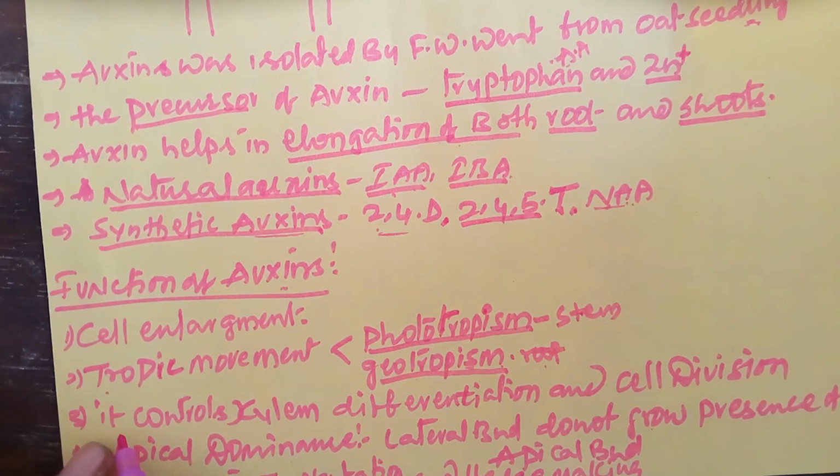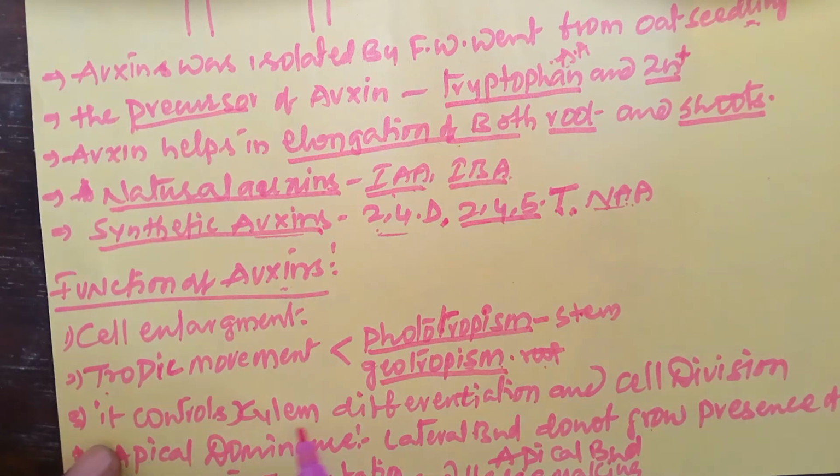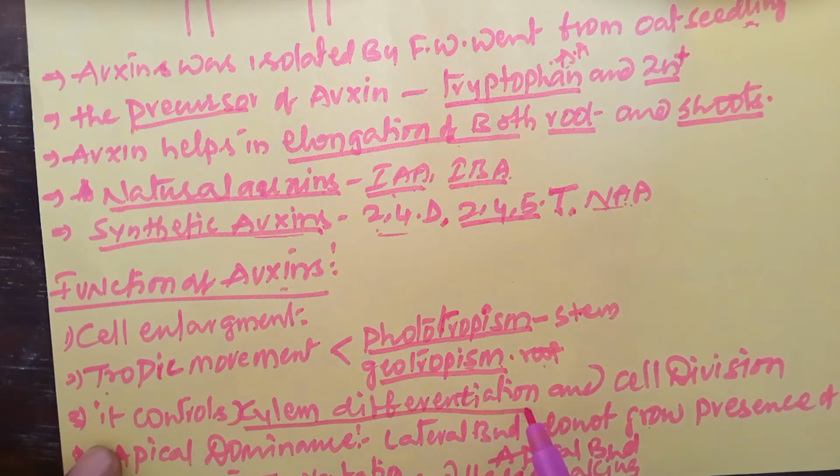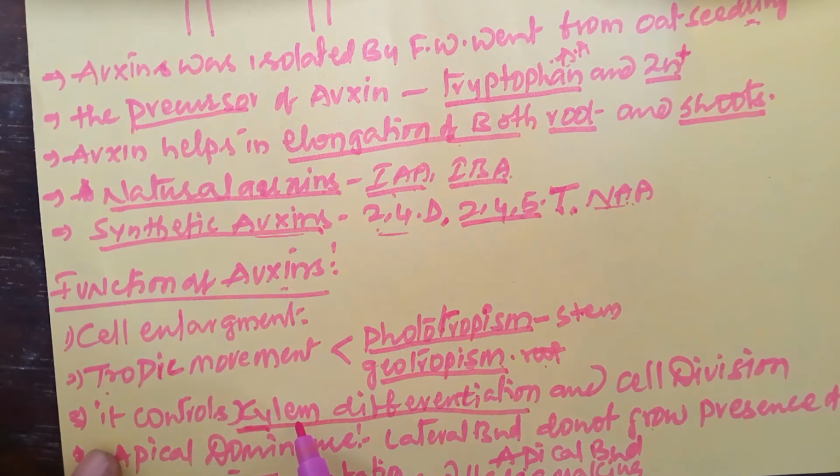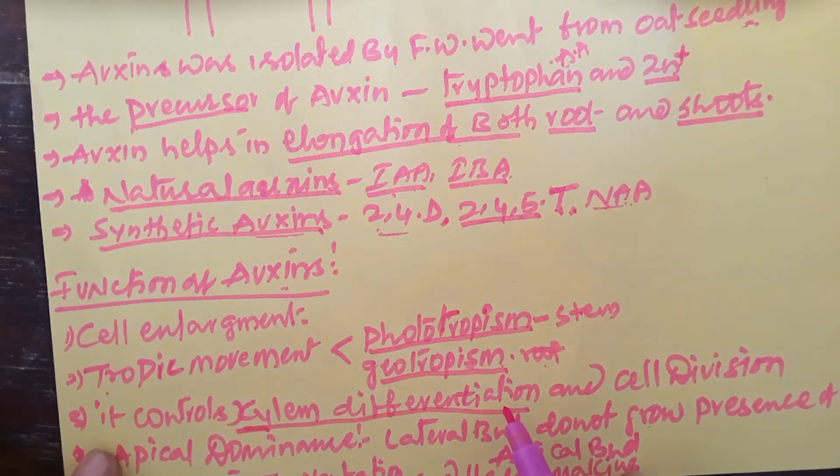Now come to the third function of auxin. It controls xylem differentiation. Xylem is of different types, and we know very well the function of xylem. Xylem transports water and mineral salts from the soil to the entire plant body through the root system.